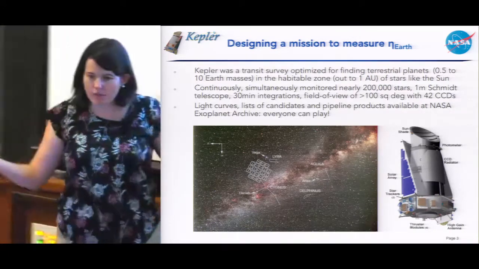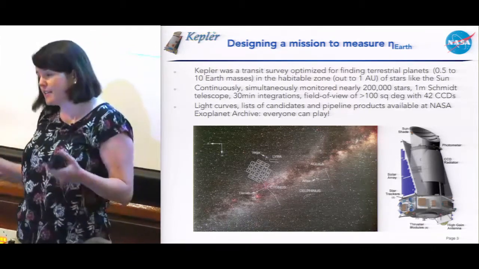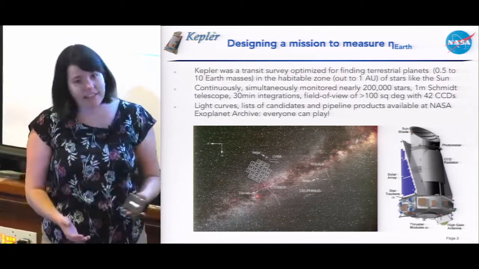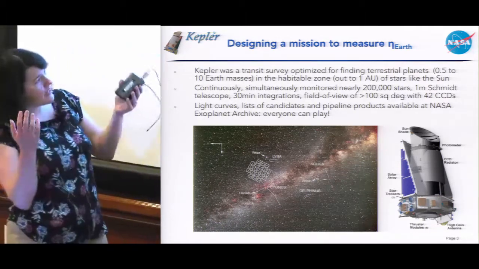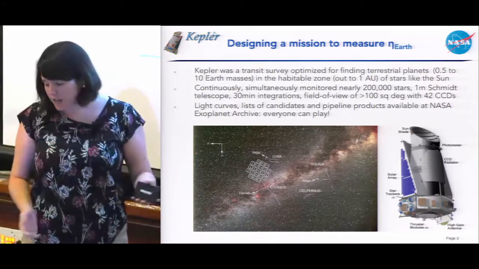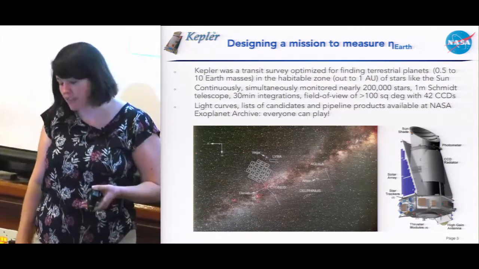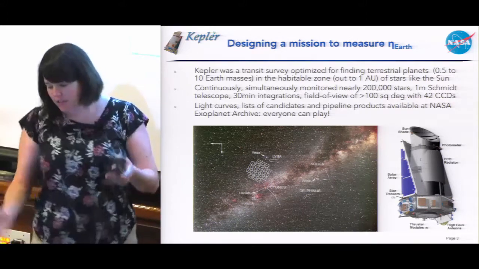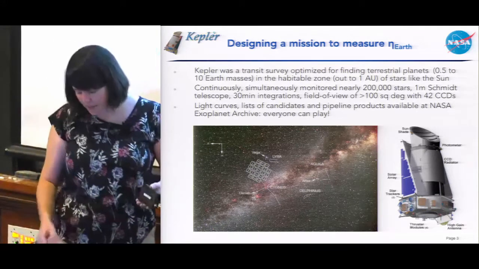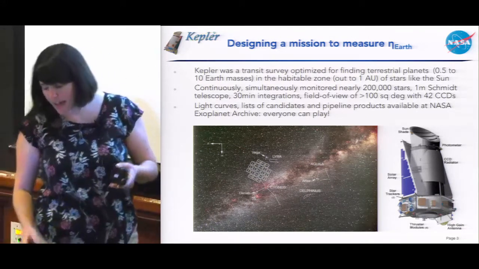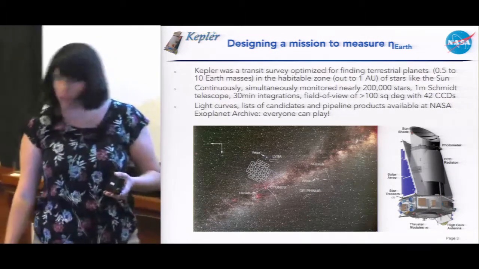Okay, I won't go too much into what Kepler is. Courtney covered it yesterday. Kepler was a mission designed to measure the occurrence rate of planets like the Earth around stars like the Sun. So it's a satellite that looks at 100 square degrees, nearly 200,000 stars. It went for 4 years, so we have a lot of data. And just another plug, we have the Kepler light curves, the lists of candidates, and the pipeline products all available at the greatest collection of exoplanets the world has ever seen, the NASA Exoplanet Archive. You might have heard of it.